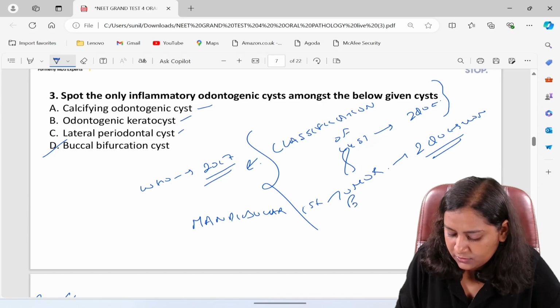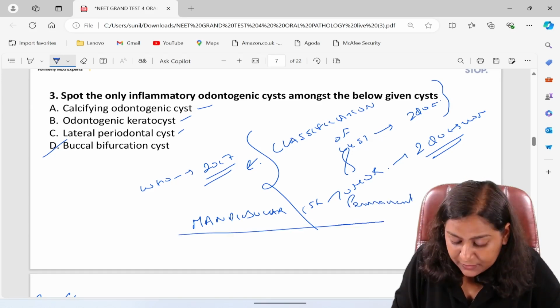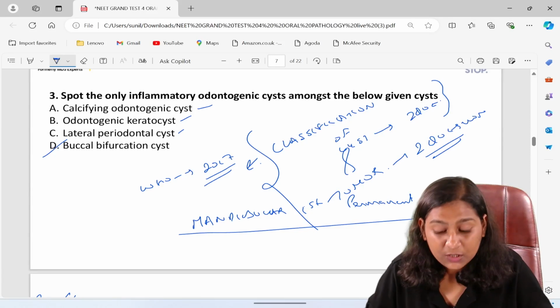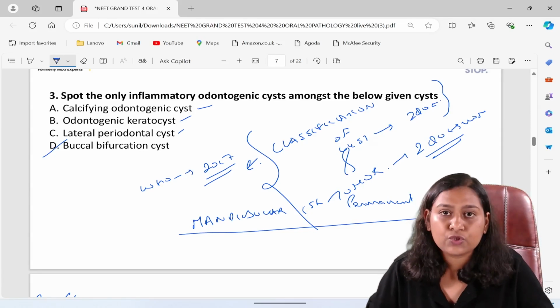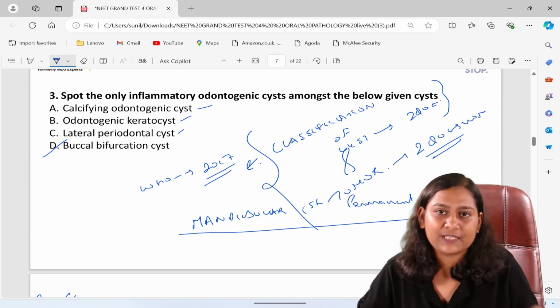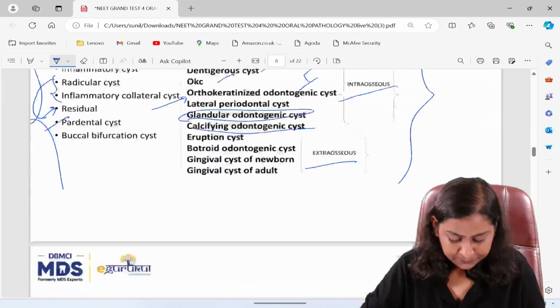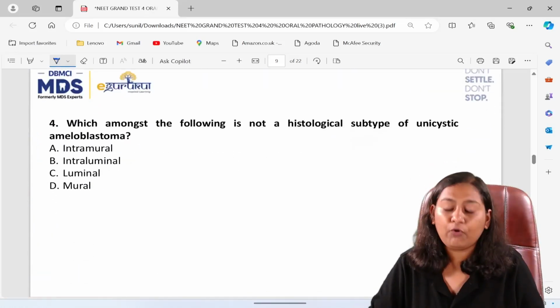Mandibular first permanent molar. Now the main purpose of this session is just to have a recall. Okay, you should be in constant touch with the subject. Okay, now coming to our fourth question.